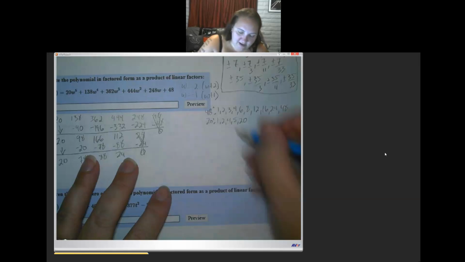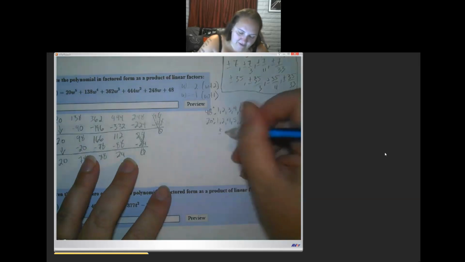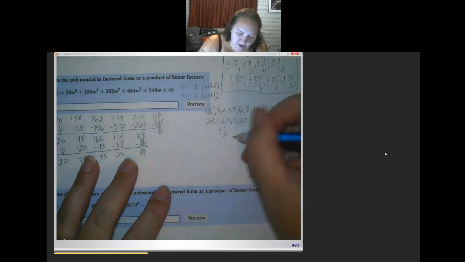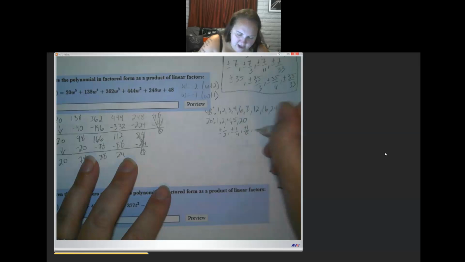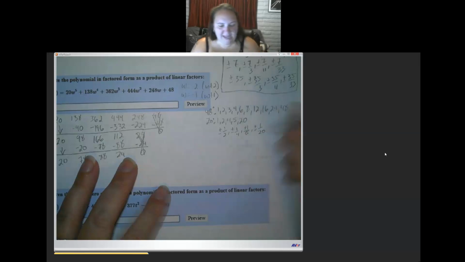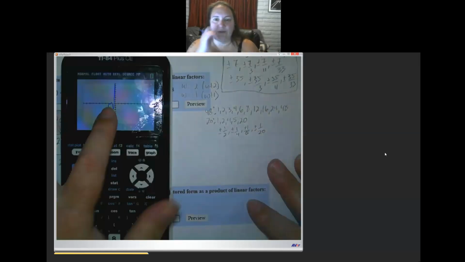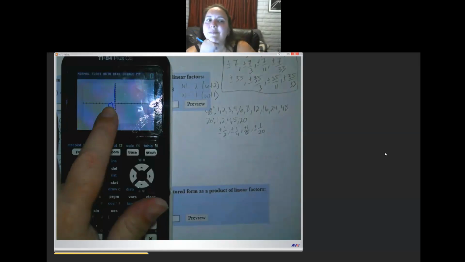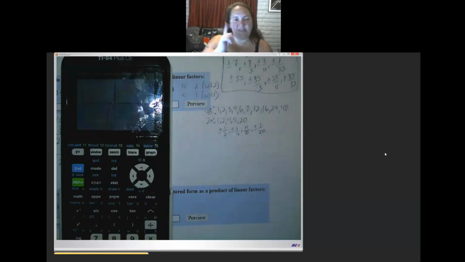So that would be 1 over any of these. So it could be 1/2. It could be 1/4. It could be 1/5. It could be 1/20. Now looking at this, it doesn't look like it's 1/20. It's like too close for that. You know what? Let's see if the calculator can help me even more.